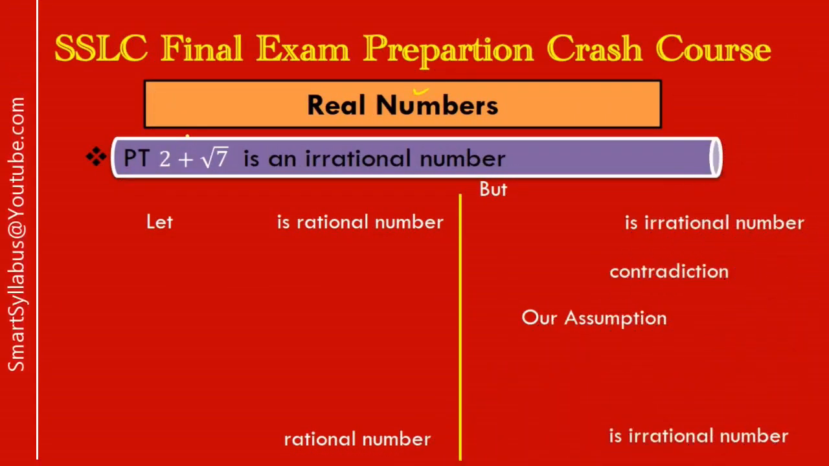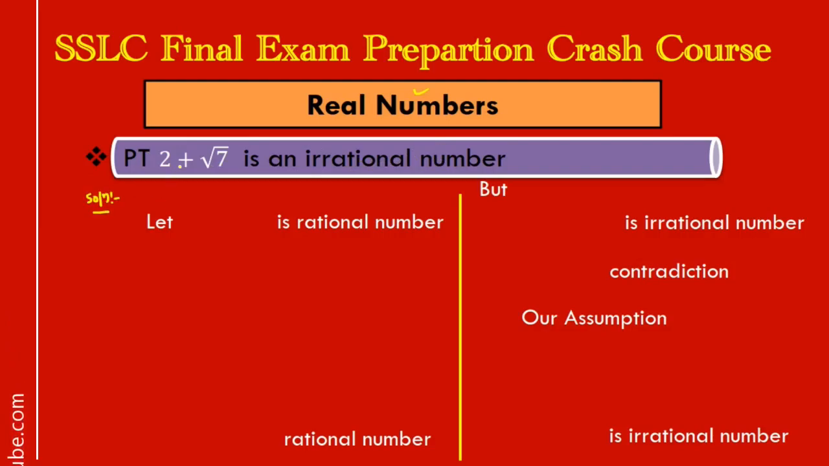So dear students, this is the SSLC final exam preparation crash course. Under that we are studying real numbers, and here is the first question. Prove that 2 plus root 7 is an irrational number. Okay, to prove this the steps are like this. First copy down the solution.